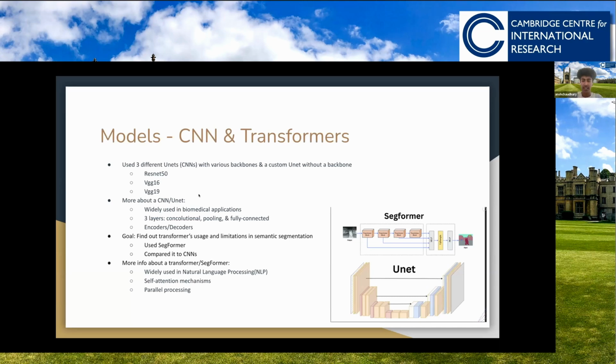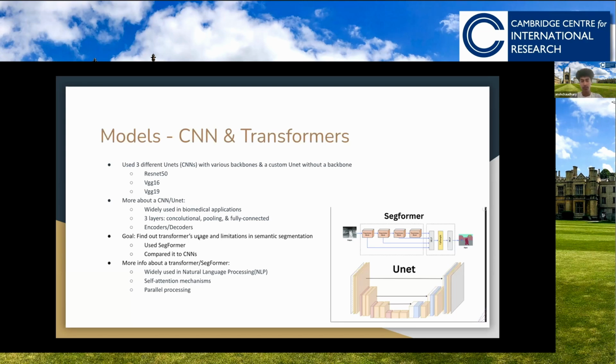UNets are characterized by a U-shaped structure with encoder and decoder paths. So encoders are like a magnifying glass that zooms in, while decoders zoom out and take the overall grasp of the picture. UNets are used in a variety of biomedical tasks, such as MRI reconstruction or monitoring chronic wounds. It has three layers: a convolutional, pooling, and fully connected layer.